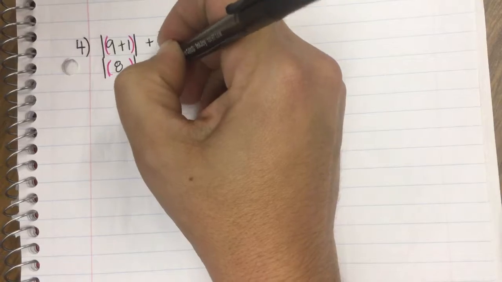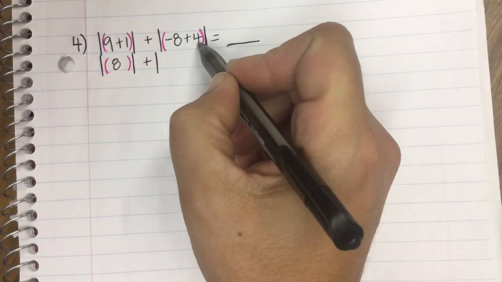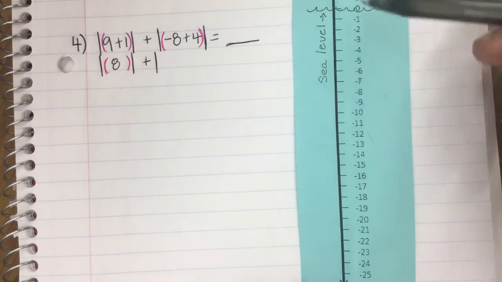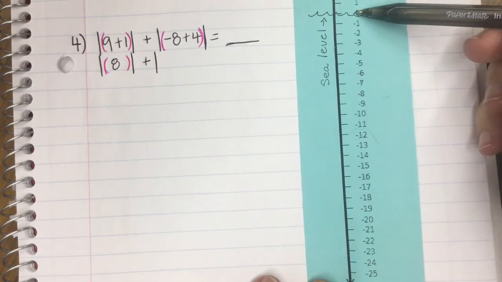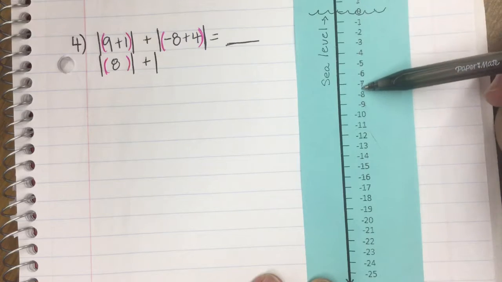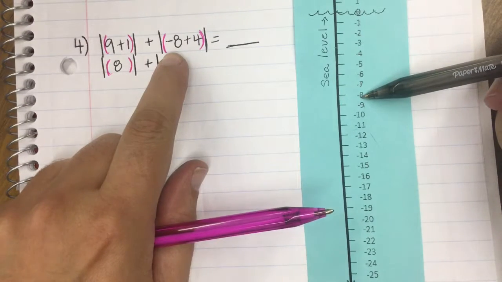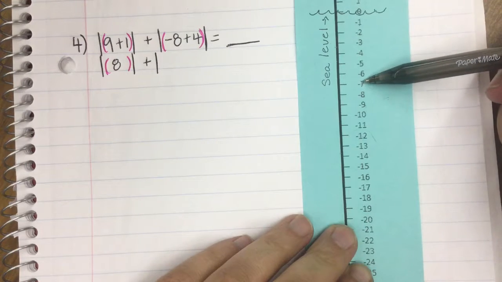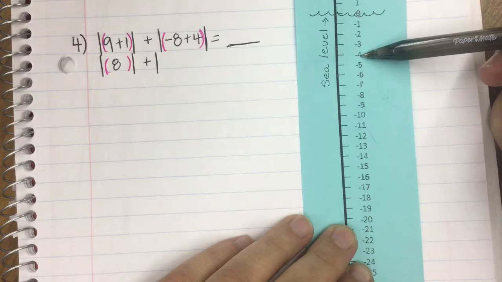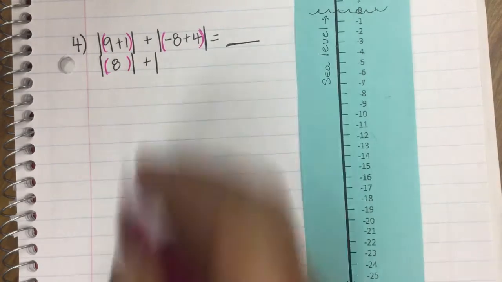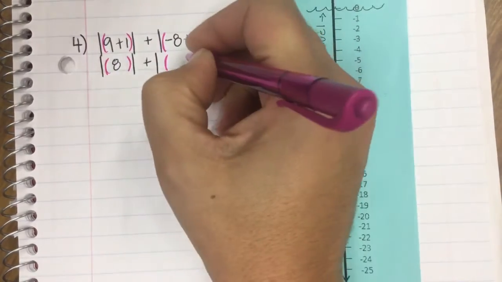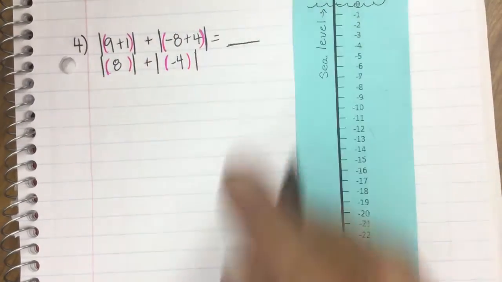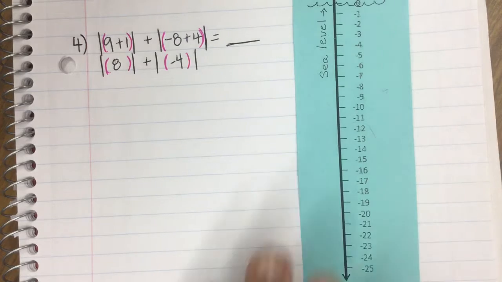And -8 plus 4, if I'm thinking floats and anchors style, I'm starting at 0, going down to -8 for my 8 anchors, and then back up 4 for 4 floats. 1, 2, 3, 4. -4 is the answer to -8 plus 4.